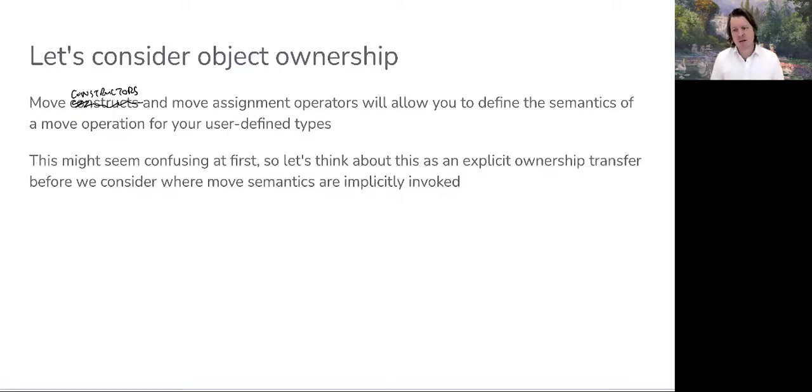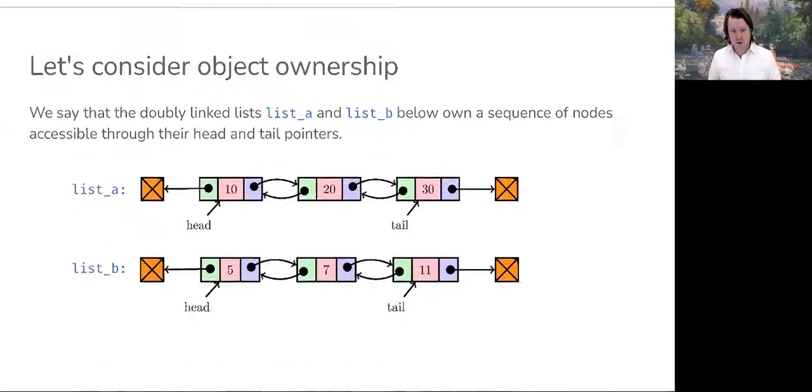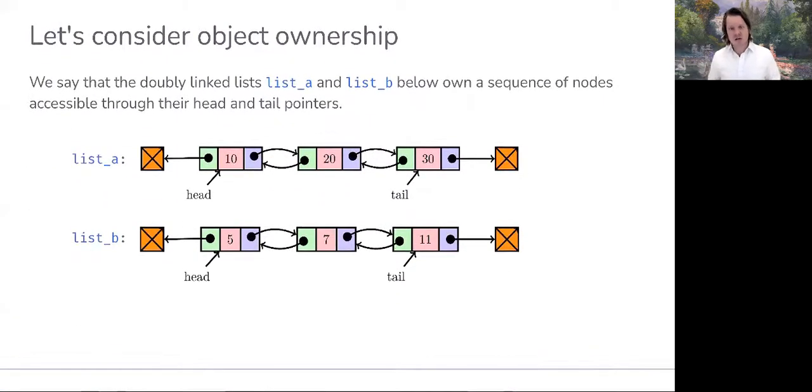So let's go ahead and think about this as an explicit transfer of ownership of some sort of resource, of the resources owned by one object to another, before we begin considering cases where moves could be triggered implicitly. So let's consider object ownership.